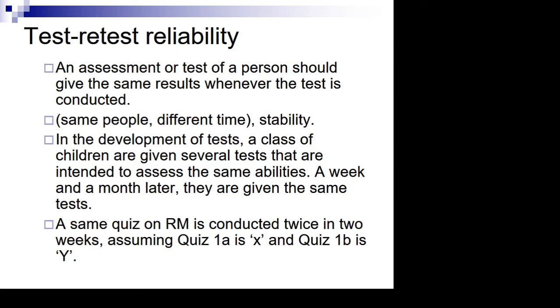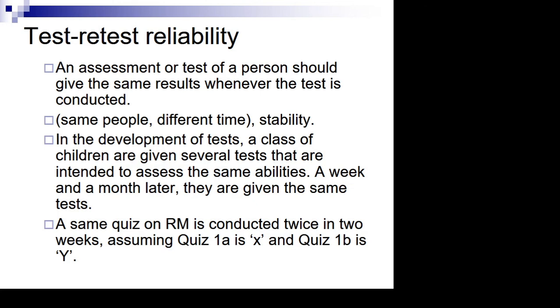Let's start with test-retest reliability. So, let's try to understand how we do it actually. An assessment or test of a person should give the same result whenever the test is conducted. Since reliability refers to consistently producing the same result, test to retest means here we are trying to conduct the same study twice, using the same measure or the scale. Now, same people, different time. That's what we call it. Over time, is this measurement very stable? So, reliability also refers to stability of the scale or the measurement.